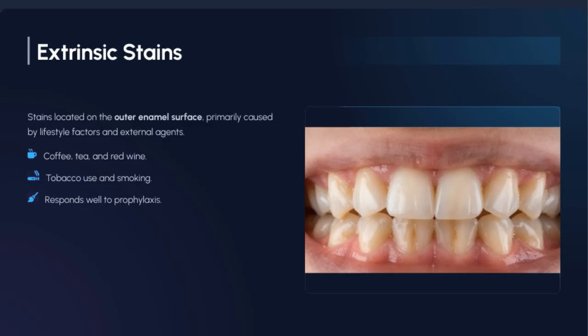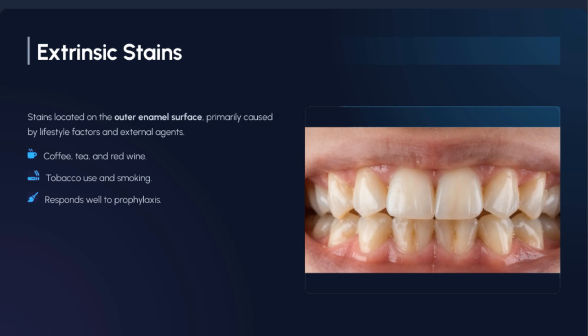Responds well to prophylaxis. So, if you're thinking about prevention, a professional cleaning can really make a difference in managing stains and keeping teeth looking their best. Tobacco use and smoking are significant factors here. They are well known for causing staining, and not just staining, but other oral health issues as well. It's important to recognize that these habits can deeply impact the appearance of teeth.